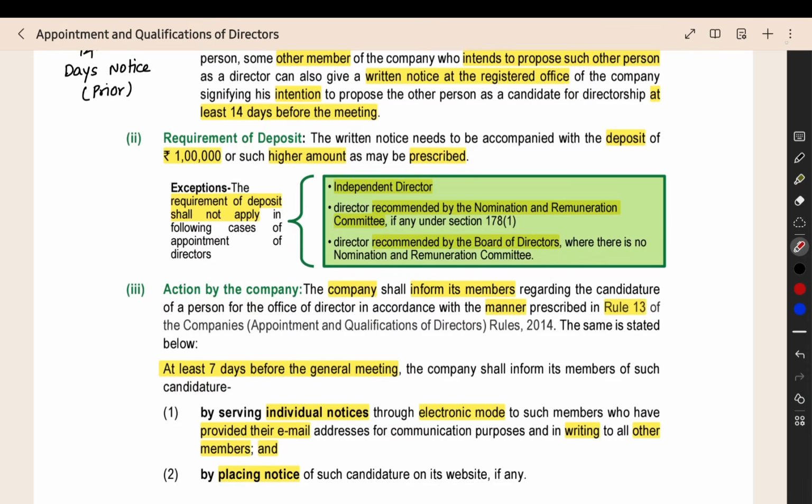Then, who need not pay the deposit? For an independent director, the requirement of deposit will not apply. And for a director recommended by the Nomination Remuneration Committee, this requirement of deposit will not apply. A director recommended by the Board of Directors, then also this requirement will not apply. The Board of Directors will recommend the director where there is no Nomination Remuneration Committee. But when you have the Nomination and Remuneration Committee, they only will recommend the director. For an independent director, and then the director recommended by NRC and board, for those people, this requirement of deposit will not apply.